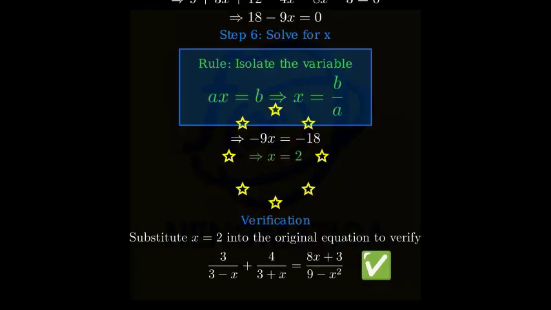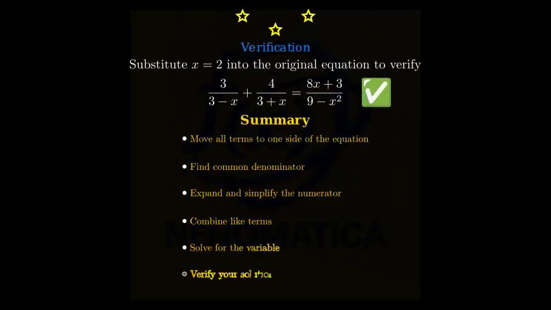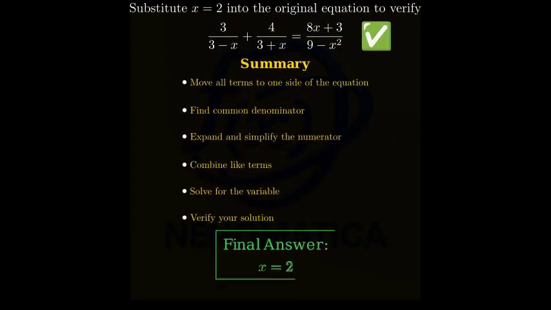In summary, we've solved the fractional equation by following these steps. First, we moved all terms to one side to get 0 on the right. Then, we found a common denominator by factoring the denominator of the right-hand term. We expanded and simplified the numerator, combined like terms, and finally solved for x. The answer is x equals 2.